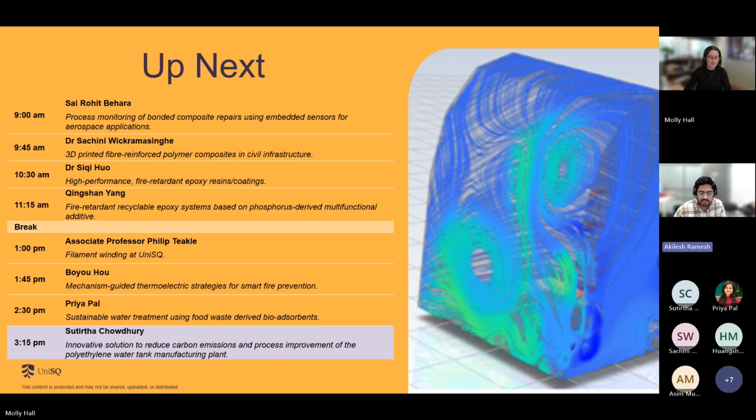So his project is on developing innovative solutions to reduce carbon emissions and for making impactful changes in the regional rotational molding machinery industry and water treatment, water tank manufacturing plant.